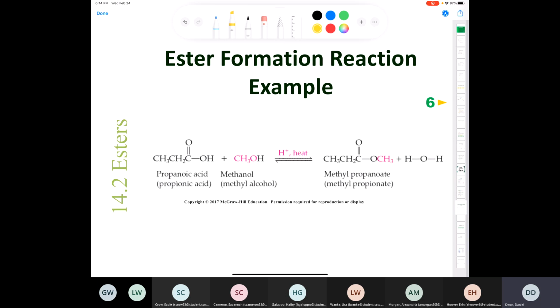Propanoic acid or propionic acid. Very common carboxylic acid. Doesn't cost a lot of money. Very cheap. Methanol, that's just fondue fuel. You can get that down at the grocery store. If you heat that up with a strong acid, you can form an ester. Here's the IUPAC name on the top, and there's the common name on the bottom, and you also form water in the process.